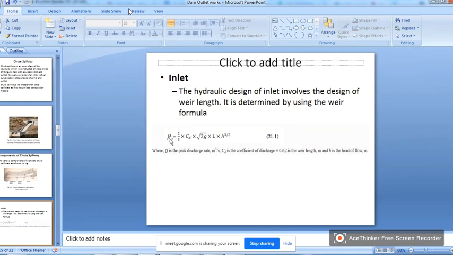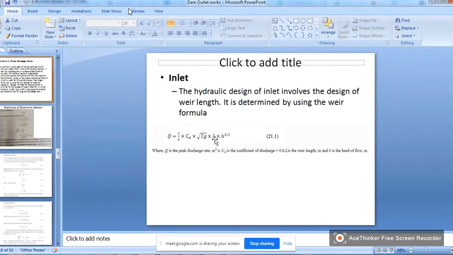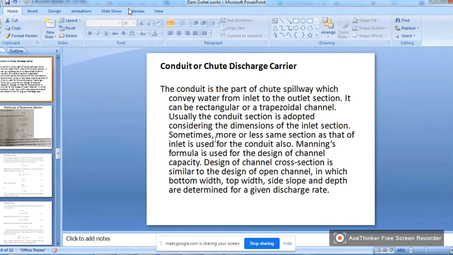If you know the discharge, the surplus water coming into the spillway, then you can fix the length L. Q is equal to 2/3 Cd square root of 2g L H to the power of 3/2. So if L is fixed, if you know the head over the spillway and the Q, then L can be calculated.